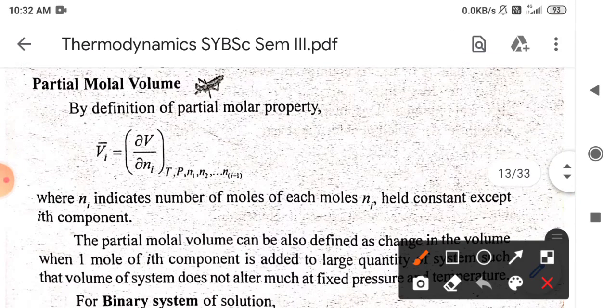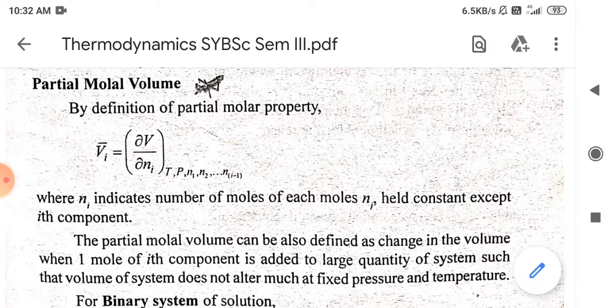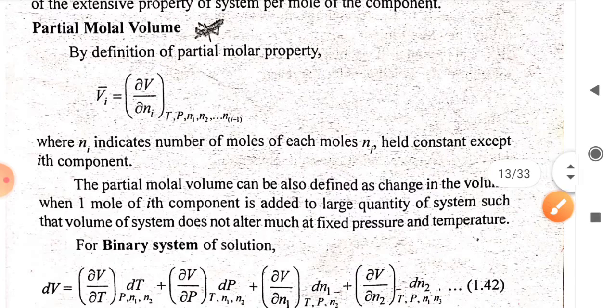So partial molar volume can be defined as what? The change in volume with respect to the change in the number of moles for that particular component. Okay, so by the definition of partial molar property we can say that this Vi bar is equal to what? dV upon dNi, where Ni is the number of moles of the ith component. Okay, the other numbers of moles, and the temperature and pressure are kept constant.